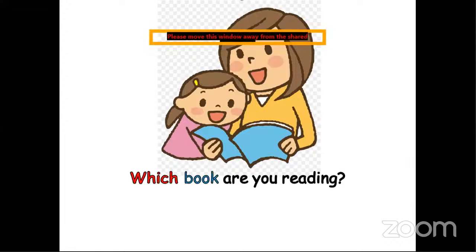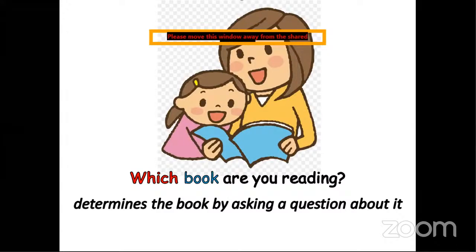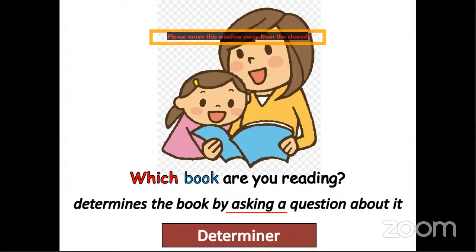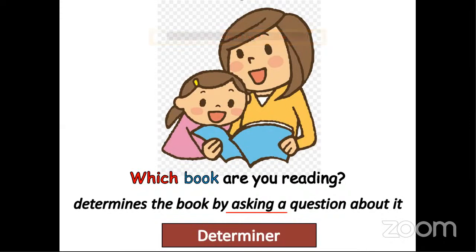Which book are you reading? In this sentence, which determines the book by asking a question about it. Hence, which is also a determiner. It is restricting the noun by asking it a question. So which is a determiner. Now you have just seen how to identify a determiner. It is placed just before a noun, okay? And we see that it is doing something in general, or something specific, or it is asking a question, or it is showing an amount, like when we saw few men, okay?